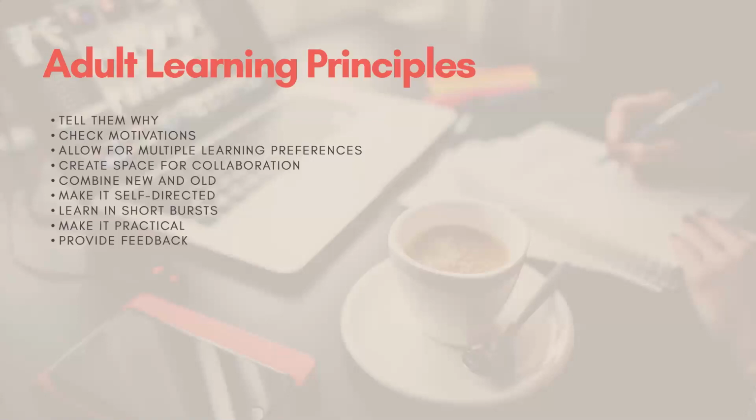Then create space for collaboration. Adults learn best through collaboration and reciprocity. An environment where people learn with others while sharing what they already know is one that's going to really encourage a learning culture. Related to that, it's important to combine the new with the old. Adults bring life experience and knowledge to the learning environment. They learn best when they can relate new knowledge and information with previously learned knowledge and information.